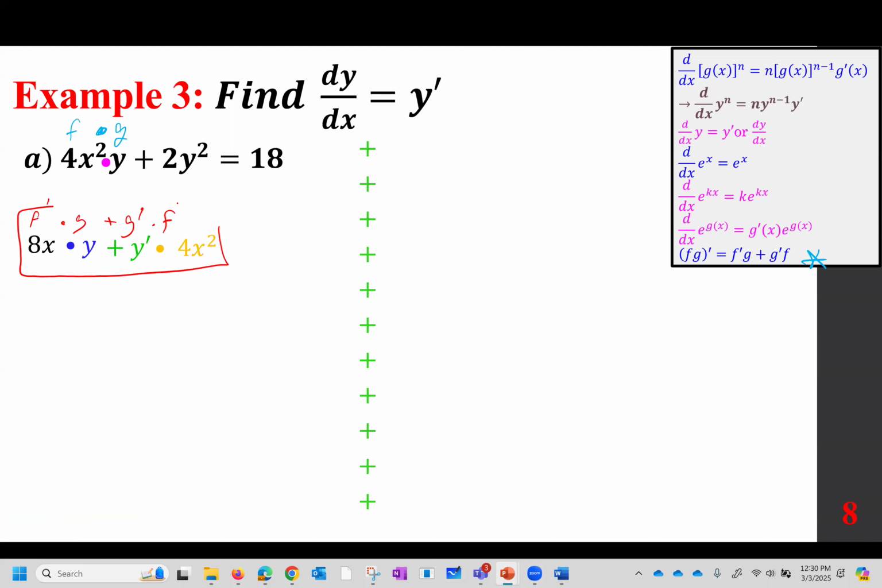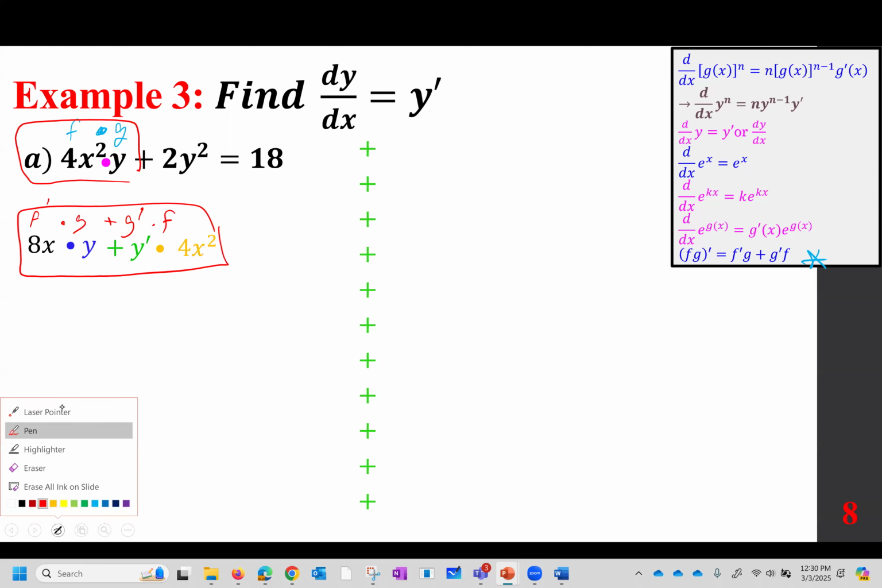So this is the derivative of this part. What is left is 2y squared, which gives you 2 times 2, 4y y prime, and of course 18. Any number results in 0. Done with calculus. We are going to solve for y prime.